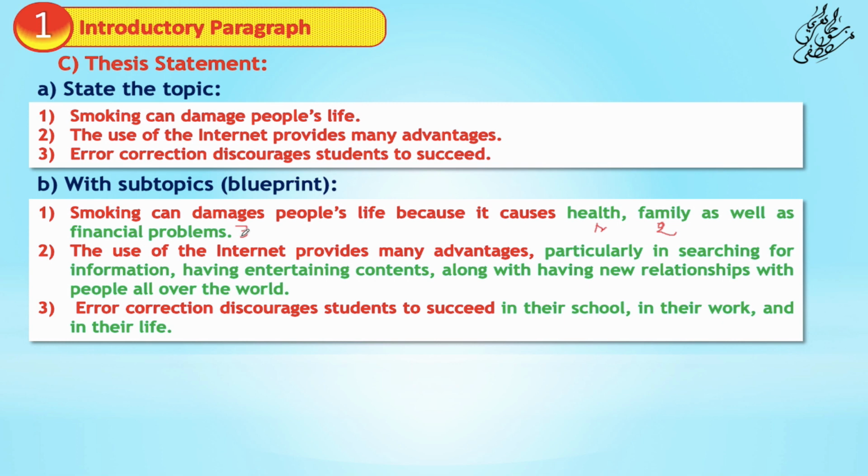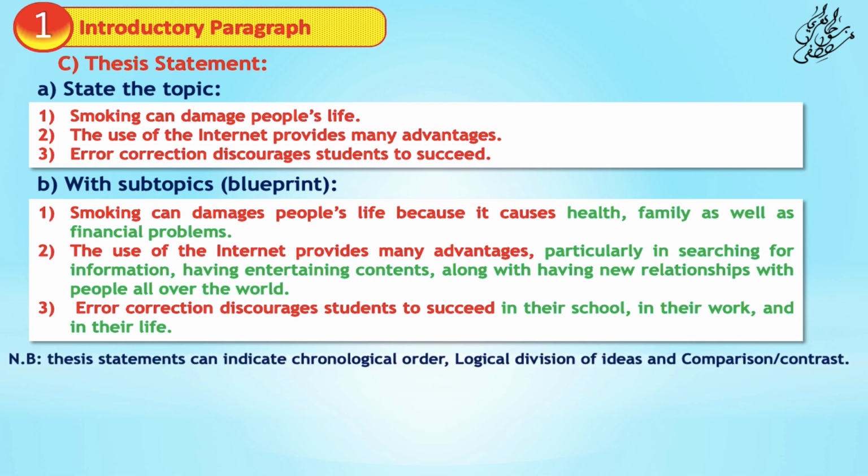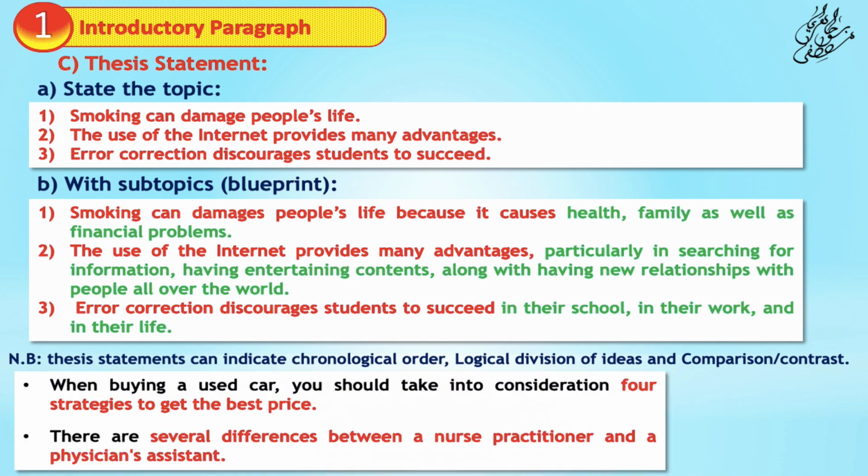And try to take a look at the second and the third thesis statements. Good. Here we have a remark. Thesis statement can indicate chronological order, logical division of ideas, and comparisons or contrast. When buying a used car, you should take into consideration 4 strategies to get the best price. There are several differences between a nurse practitioner and physician assistant. Good. From the first sentence, you will find it is put into a chronological order, whereas the second is based on comparison and contrast. That's good.